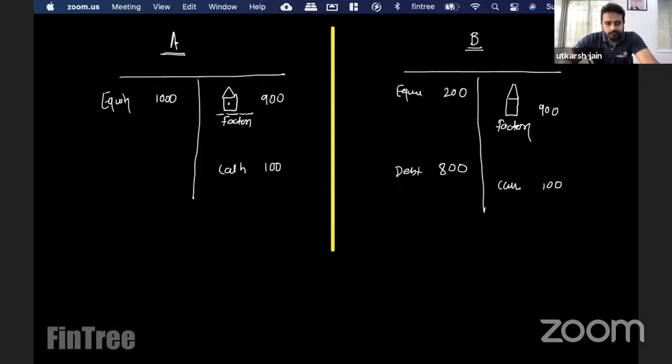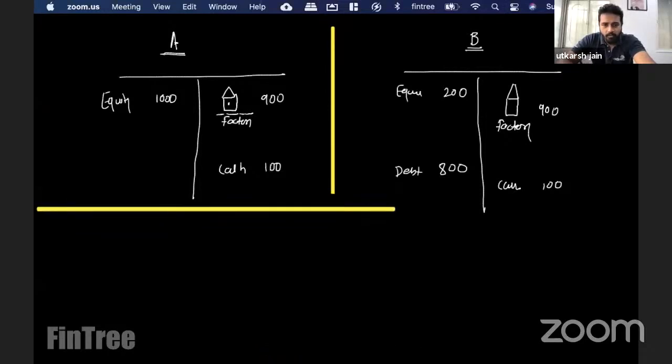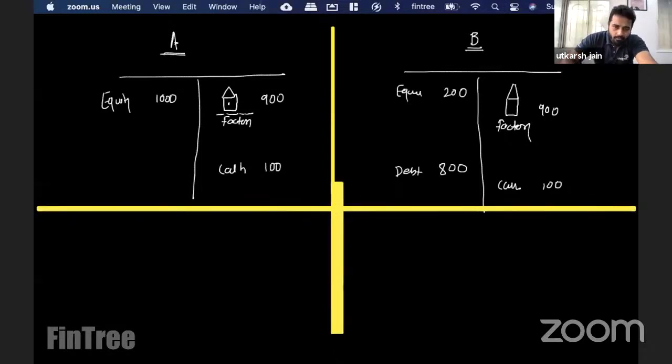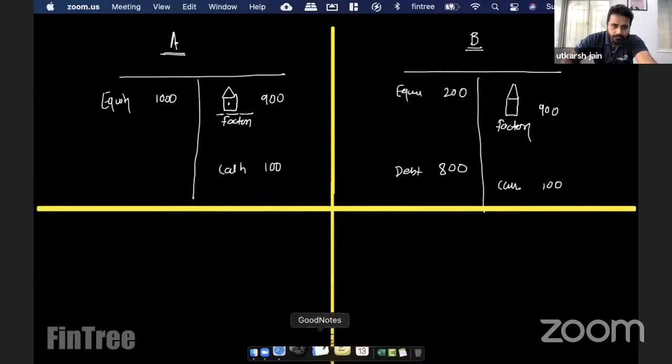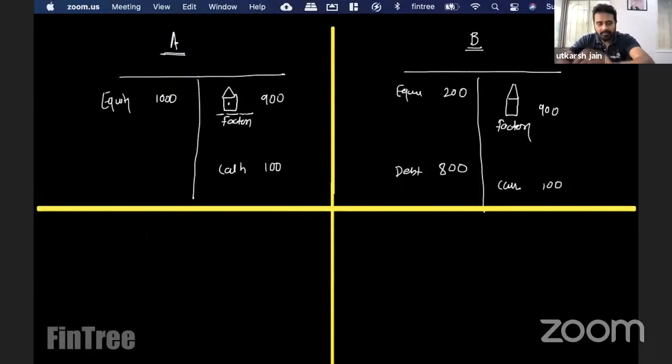Now what we want to do is see how these companies are performing on a year-on-year basis. We want to understand the performance of these companies. So let me now do a profit and loss account for both companies. And it gets very interesting, you're going to enjoy this.